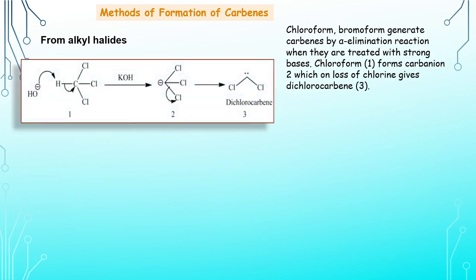See the reaction. This is the chloroform, and when chloroform is treated with a strong base, here we use OH negative, it can abstract this proton and there is a formation of carbanion. This is the intermediate, which is the carbanion, and after the loss of this chlorine atom we get the dichlorocarbene. So from the alkyl halide, when it is treated with the strong base, the intermediate formed is a carbanion, and after the removal of this halogen we can get the carbenes. So this is the first method.